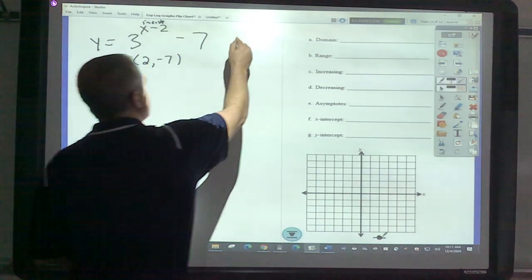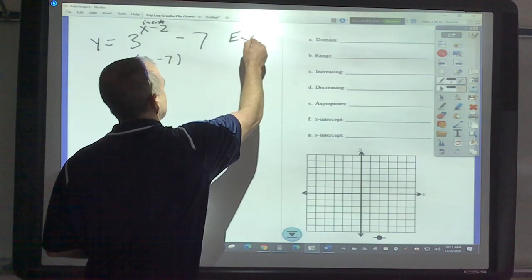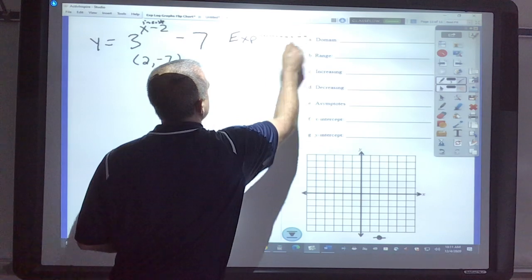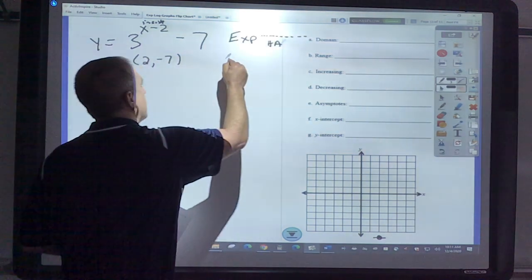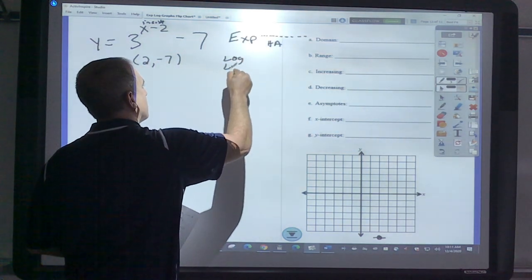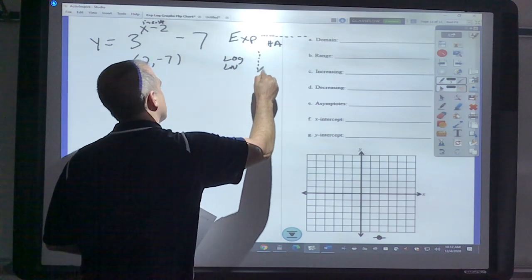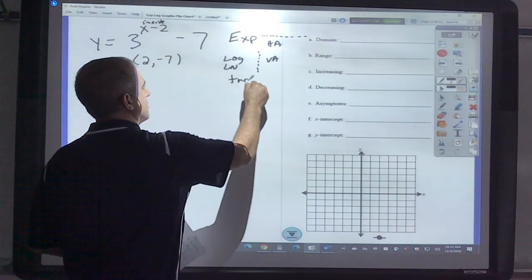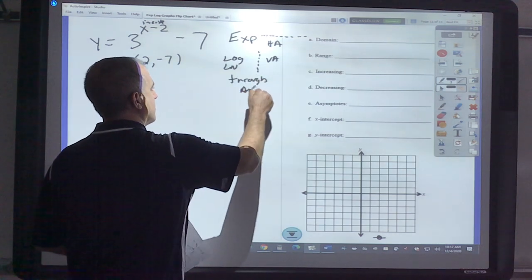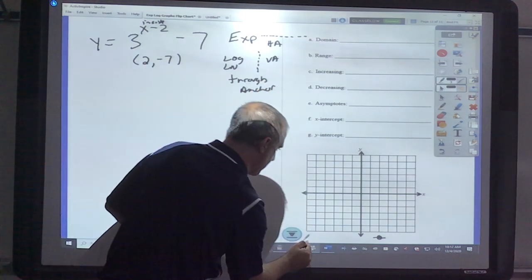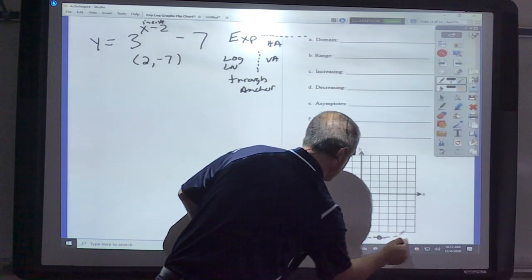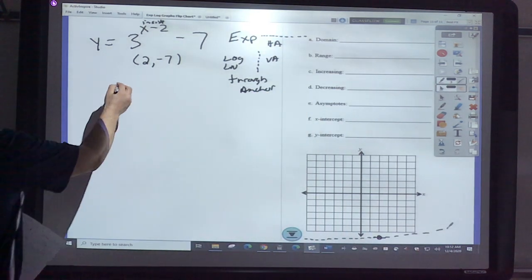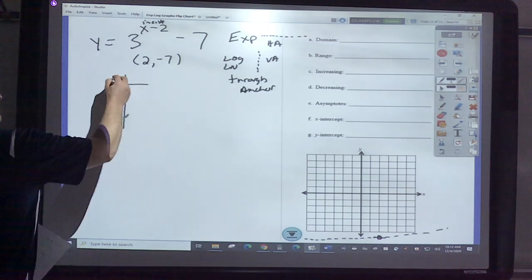Now, if you have an exponential, okay, you have a horizontal asymptote. If you have a log or natural log, you have a vertical asymptote through the anchor point. Through the anchor, okay? So it's a little bit different, all right? So here, boom, I have this anchor point here, all right? Now, what I want to do, okay, I want to make my chart.